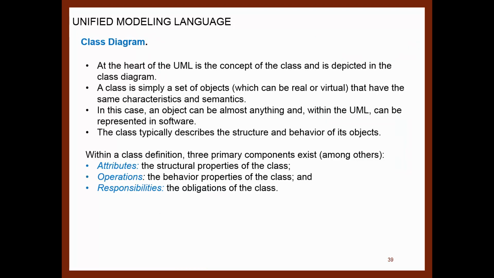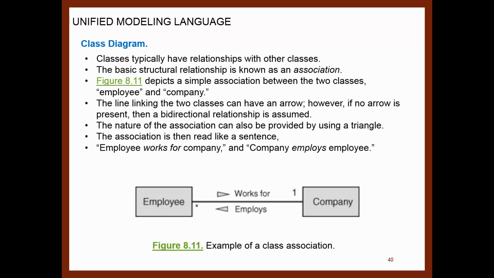And then finally we have the class diagram. This is the heart of UML, the concept of the class, and it is depicted in the class diagram. The class is simply a set of objects that have the same characteristics and semantics. In this case, an object can be almost anything within the UML that can be represented in software. The class typically describes the structure and behavior of its objects. Within a class definition, three primary components exist: the attributes, which are the structural properties of the class, the operations, which are the behavior properties of the class, and the responsibilities, which are the obligations of the class.